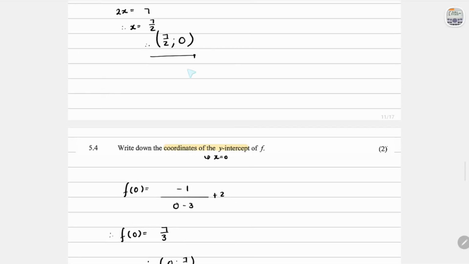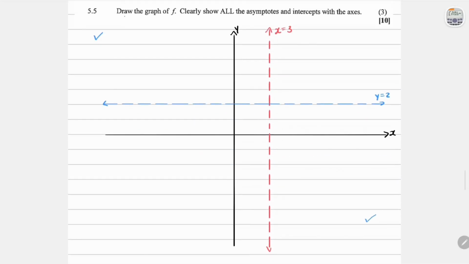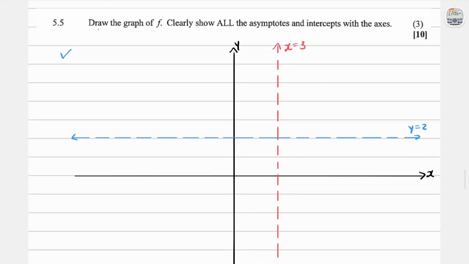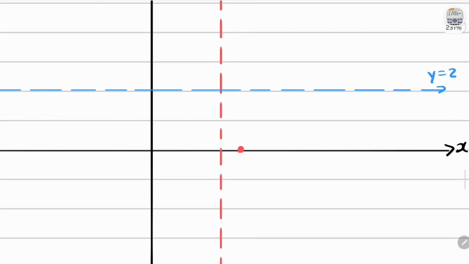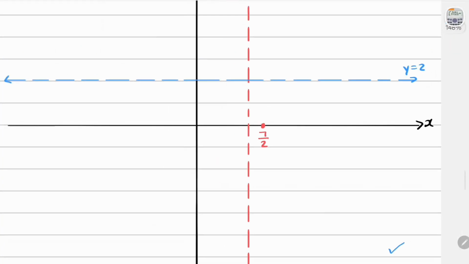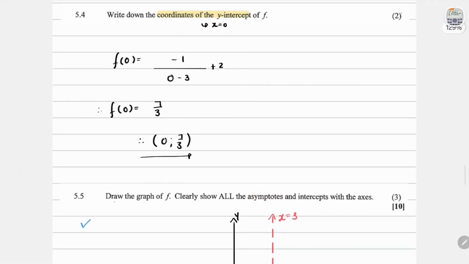So that is 7 over 2 and 0, which is about 3.5. So 3.5, that is the x-intercept. So if that's the x-intercept, if this is 3, 3.5 is about here. Okay, so that's over here, as long as it makes sense with where these other points are, okay, the asymptotes. So that is going to be 7 over 2, and then the y-intercept of 7 over 3.